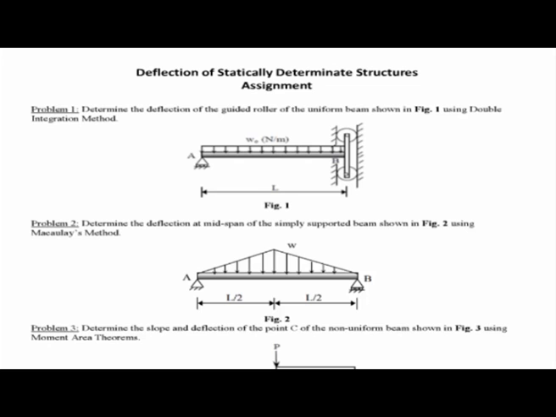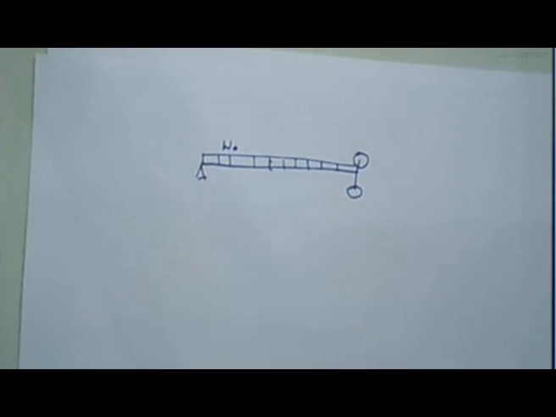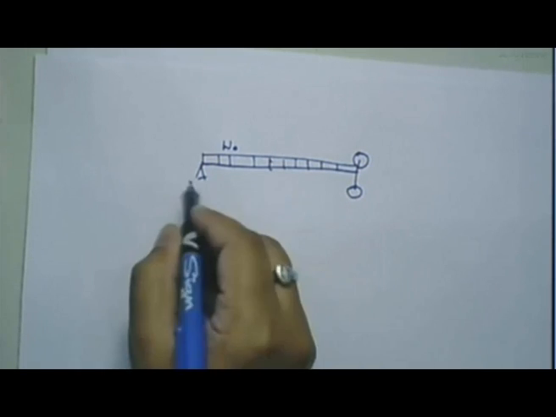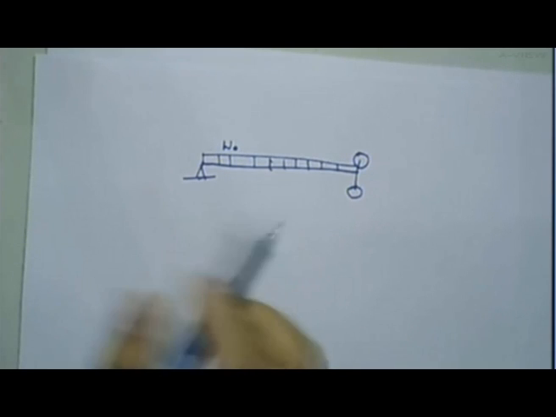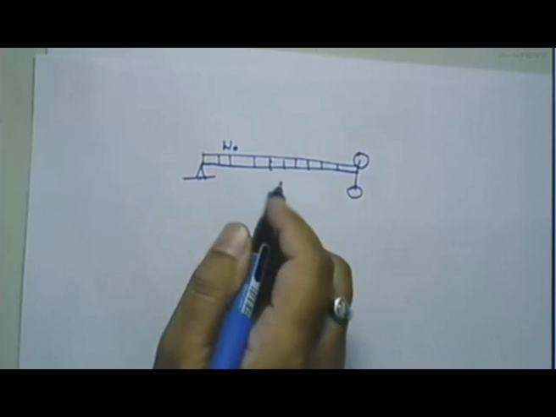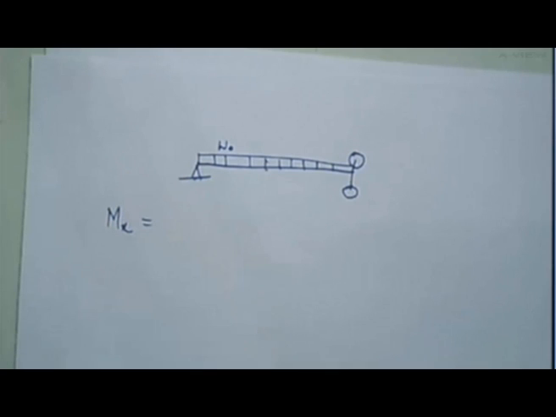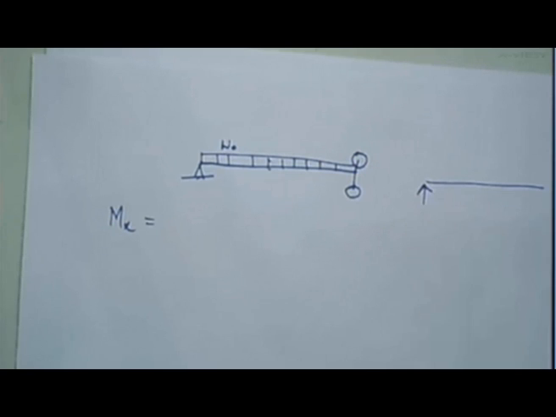Now, I won't be doing the detailed solution of this problem. If this beam is subjected to a uniformly distributed load omega zero, there is no discontinuity in loading, so we can easily use the double integration method. The first thing is to find the moment function. In order to do that, first of all, you should be able to draw the free body diagram. So if you draw the free body diagram, you'll get a reaction here.